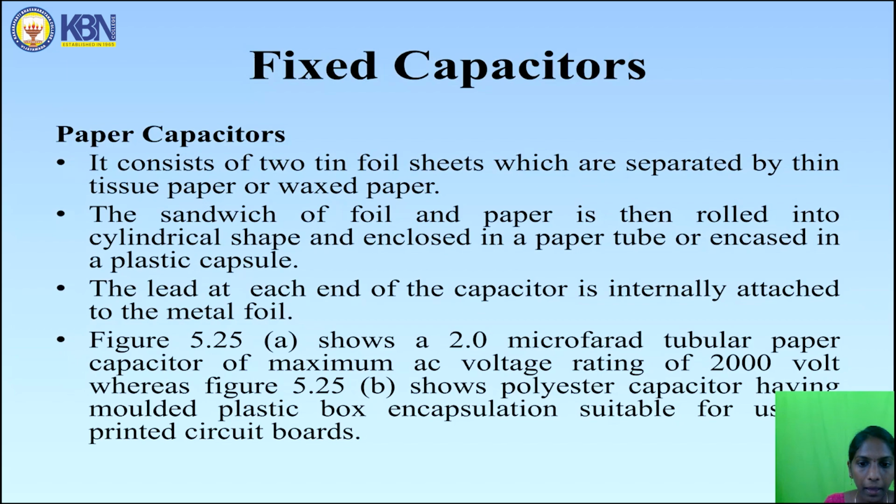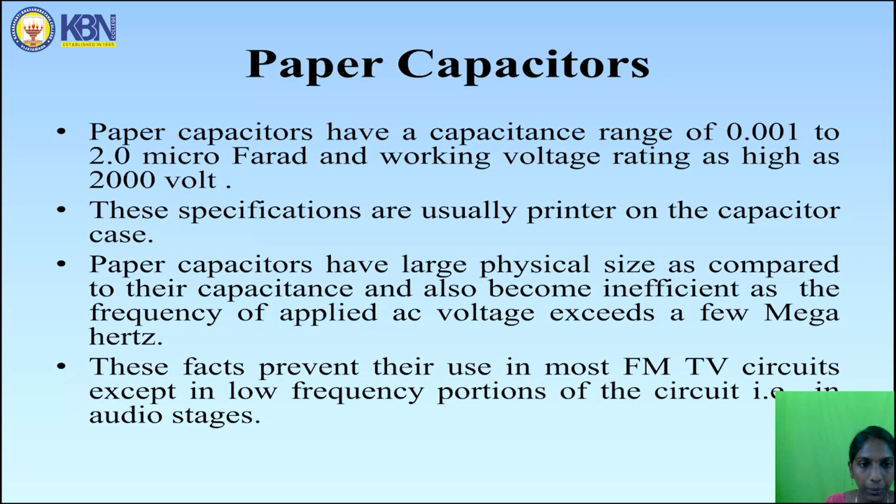Shows a microfarad tubular paper capacitor of maximum AC voltage rating of 2000 volts, whereas the polyester capacitor, having molded plastic box encapsulation, is suitable for use on printed circuit boards.